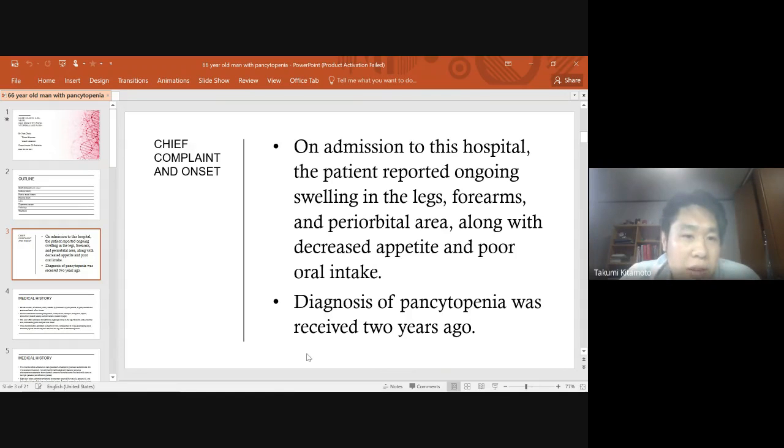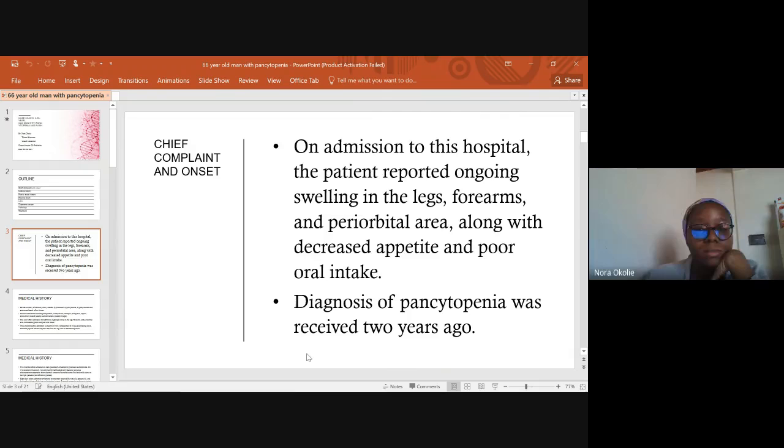Chief complaint and onset. The chief complaint on admission to this hospital was ongoing swelling of the legs, arms, and periorbital area, along with decreased appetite and poor oral intake. The onset was a diagnosis of pancytopenia 2 years ago.